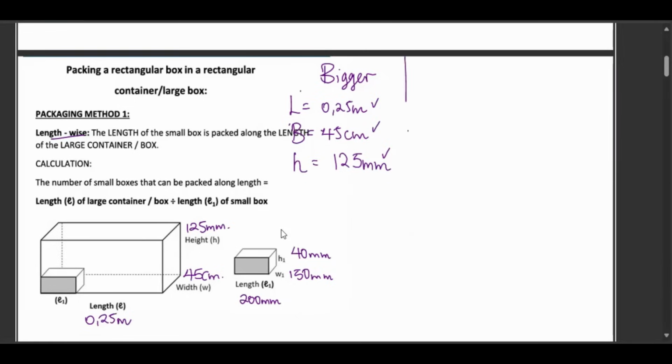Then let's come to the smaller box. The length of the smaller box, they're telling us, is 200. These are millimeters. Then it has a breadth of 150 still. These are millimeters, and the smaller box has a height of 40 millimeters.